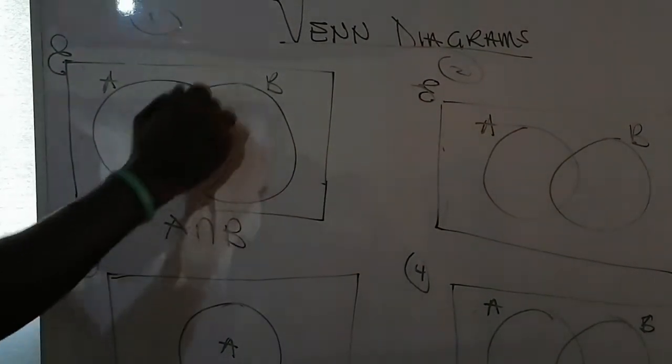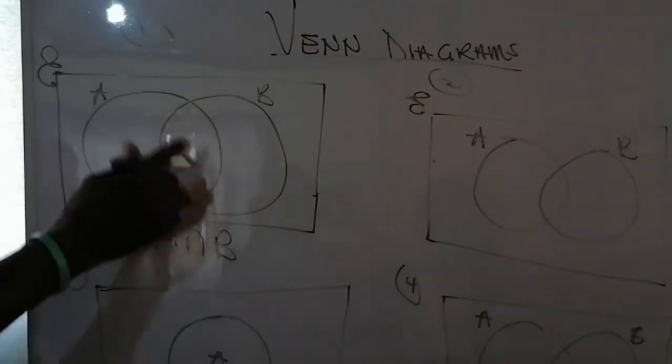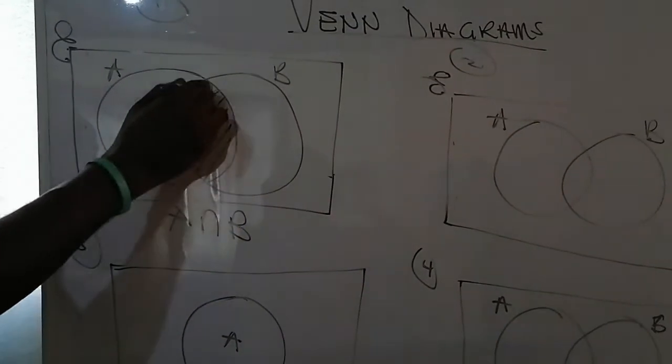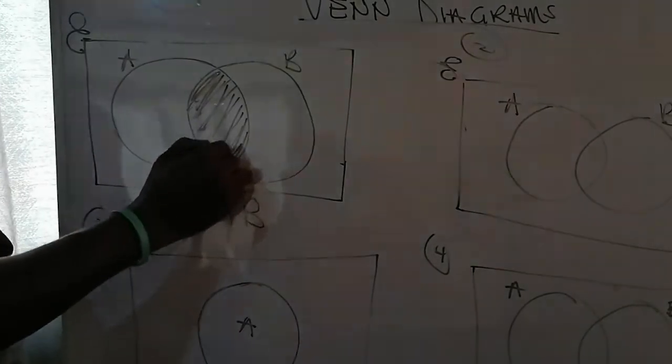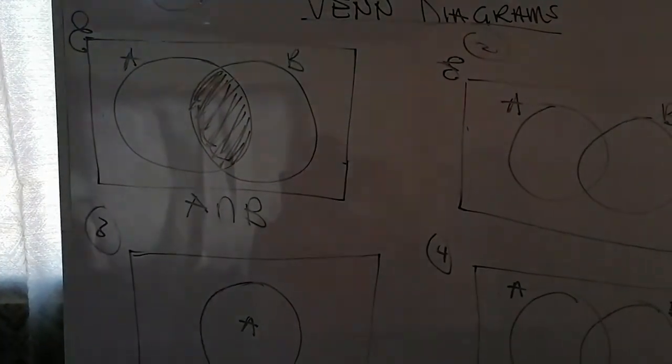So where the two sets overlap, that's the intersection. So if I want to shade A intersection B, I will shade this side. This side will be A intersection B. So if you are asked to shade A intersection B, this is what you shade. So this side represents A intersection B.